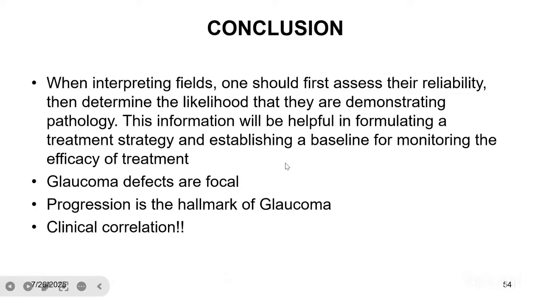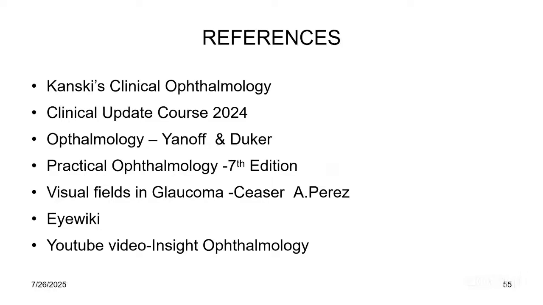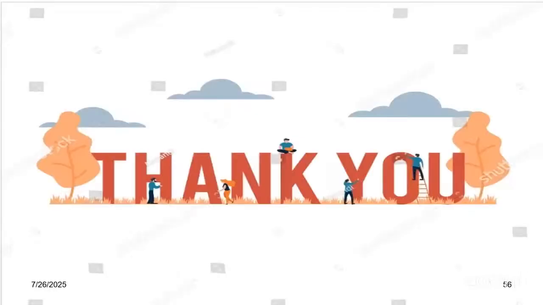And glaucoma defects are focal, thus we need to take note, and progression is the hallmark of the disease. So there's also a need for a serial test and then comparing for progression. And then clinical correlation is very, very important. What you're seeing in your field defect, is it corresponding to what you're seeing on your optic disc and the patient's presentation? Okay. These are some of my references, and thank you so much for your time listening.